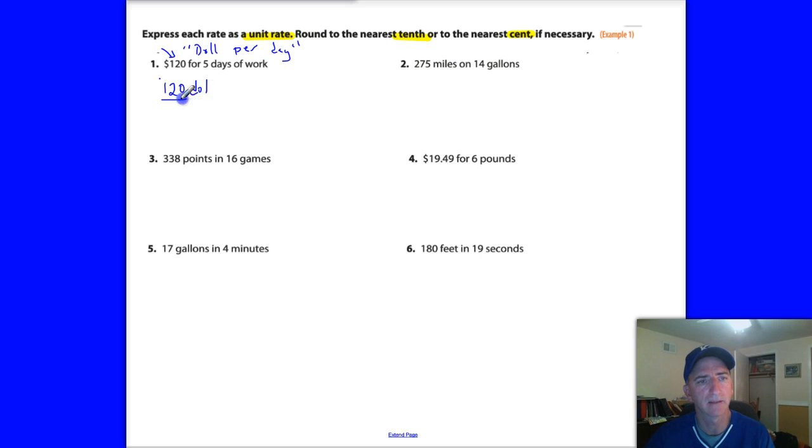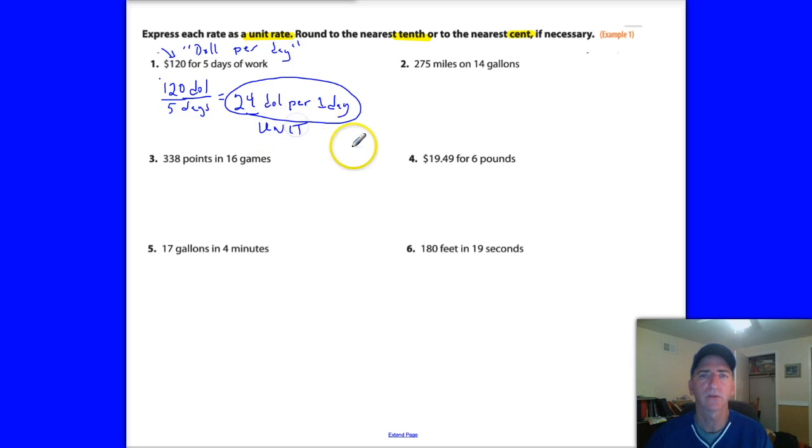You can abbreviate dollars, but you do need to write all this down, please. $120 over 5, which you need to write with days. All right, now you grab your calculator, you punch in 120 divided by 5, and that works out to be $24. And you do need to label these per 1 day. And there it is. That 24, that is the unit rate, because that's how much they're getting paid in one day.